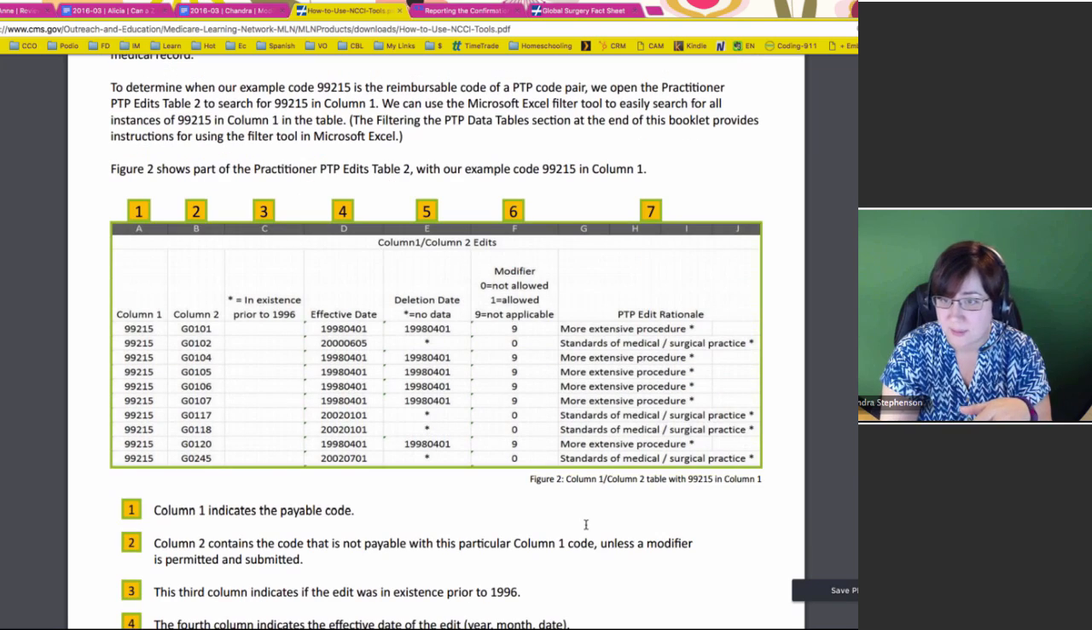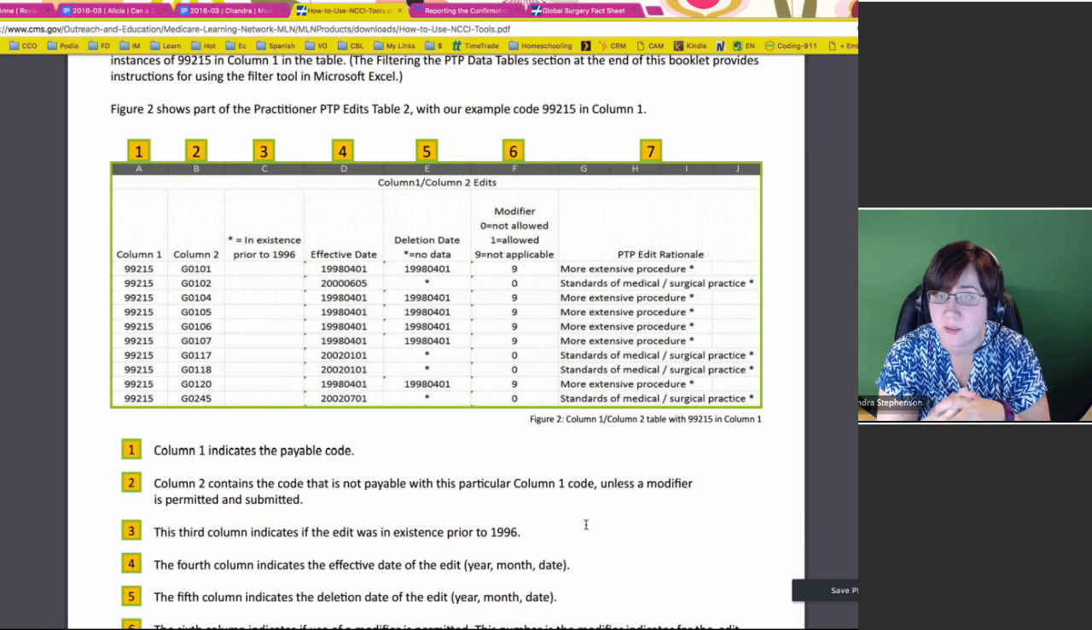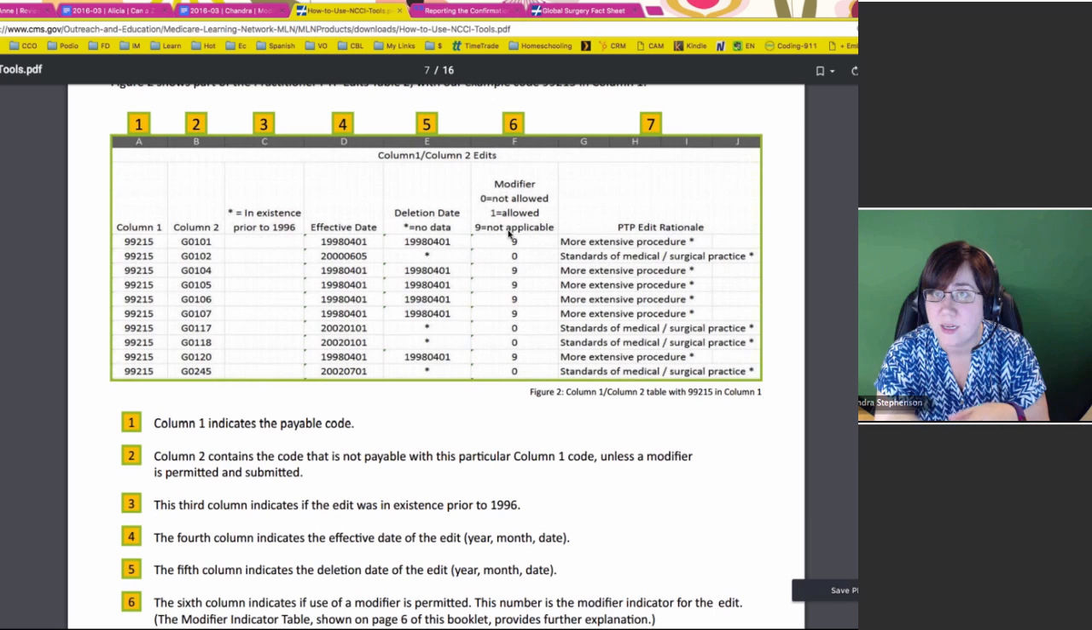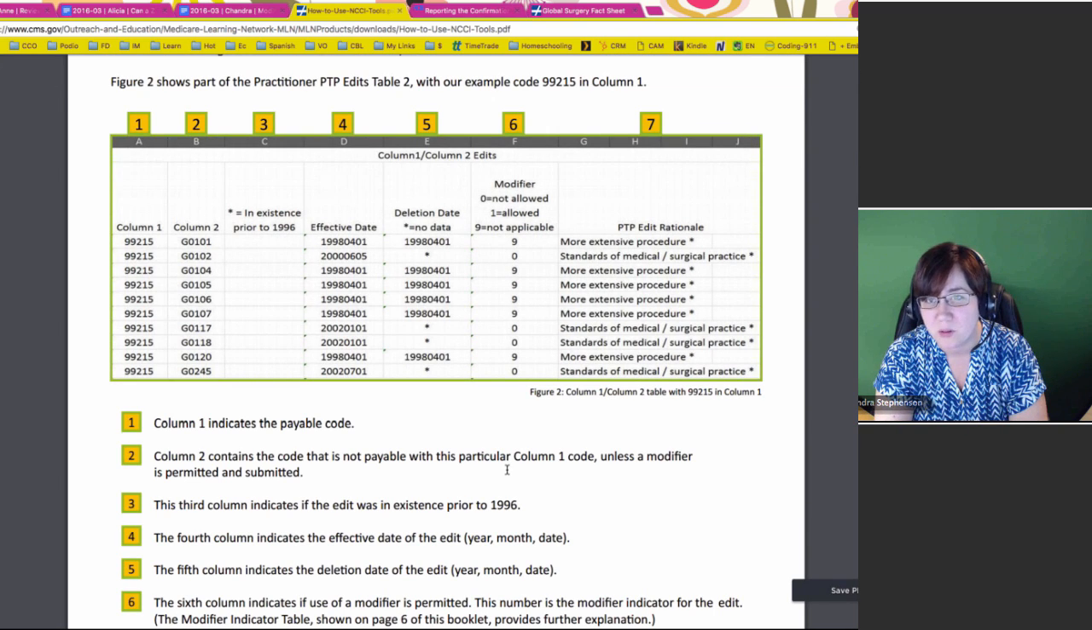So they give you, like I said here, an example of the difference. If you have a 0, you cannot put a modifier on it. It's not allowed. You can't unbundle them. It's not going to happen. A 1 means you can put a modifier on it if it's appropriate. The 9 means modifier is not really applicable. It doesn't have anything to do with that. So they take you through all of the different pieces.